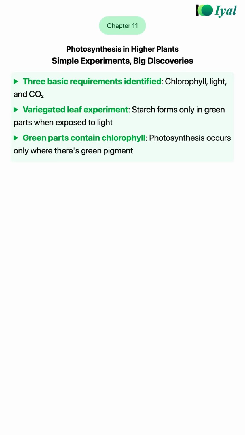So what does this tell us? Photosynthesis needs chlorophyll. That green pigment, that's essential. And photosynthesis needs light because you expose the leaf to light. So we know two requirements already, chlorophyll and light. But there's a third thing that's also needed.